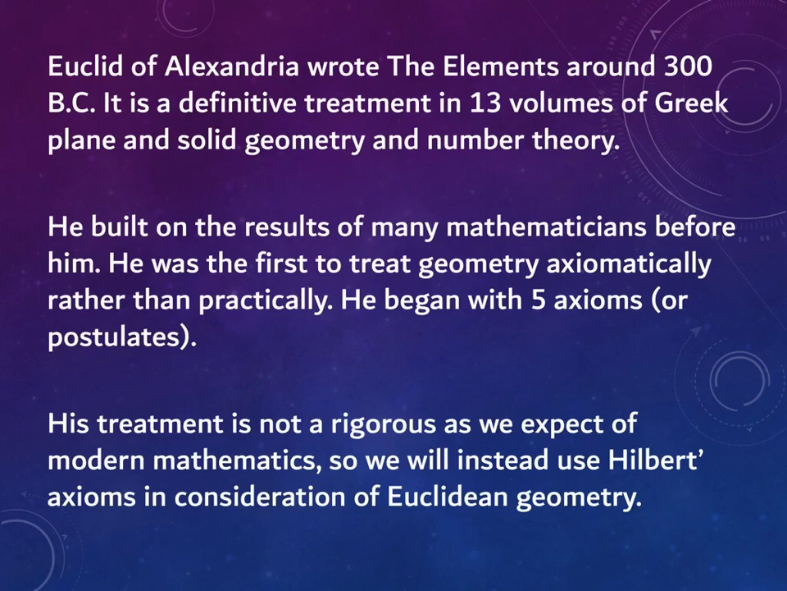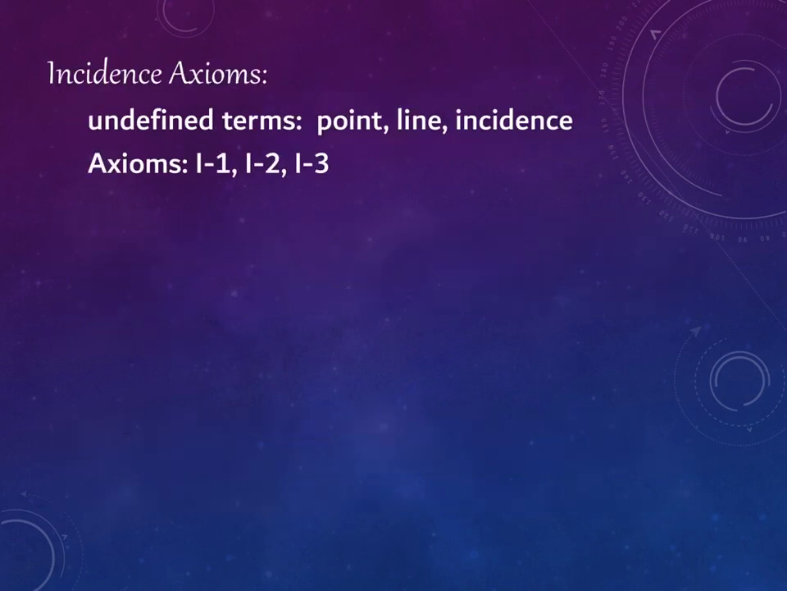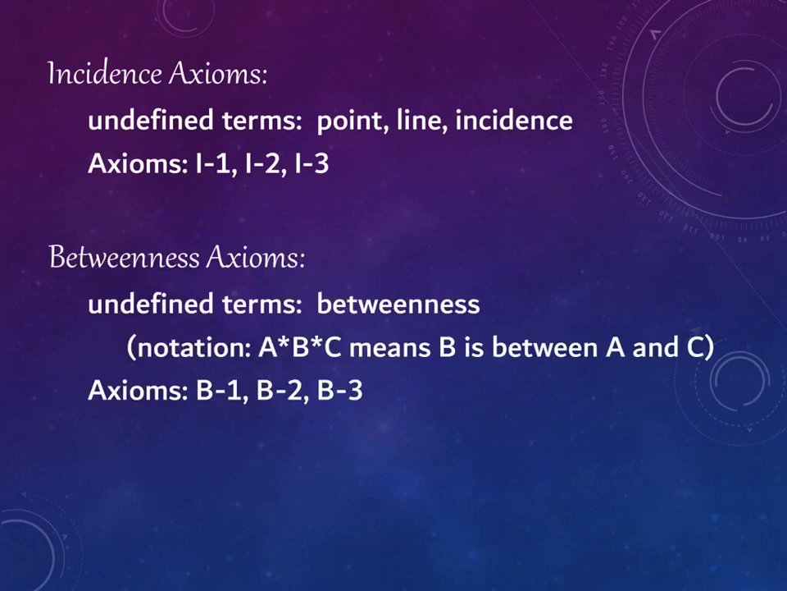Obviously the incidence axioms we've already talked about. We spent a pretty decent amount of time talking about incidence geometry. But what we haven't done yet is we haven't actually talked about betweenness, and so that's kind of where we're headed next. So we had these incidence axioms with undefined terms, point, line, and incidence, axioms 1, 2, and 3, and we're going to need to continue to use those inside of Euclidean geometry. But now we have some betweenness axioms as well.